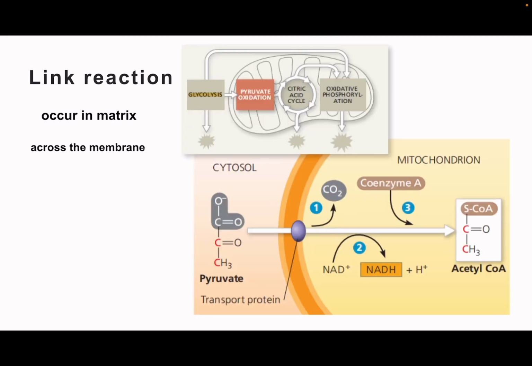The second step is the link reaction. The link reaction occurs in the matrix, across the membrane. The stage involves the movement of pyruvate into the mitochondria, where it undergoes oxidation. Each pyruvate molecule is converted into a compound called acetyl-CoA. In the process of pyruvate oxidation, electrons are transferred to NAD+, producing NADH, and a carbon is lost, forming carbon dioxide.